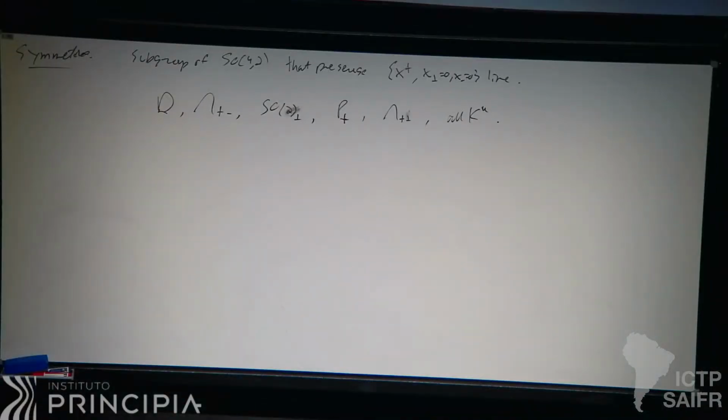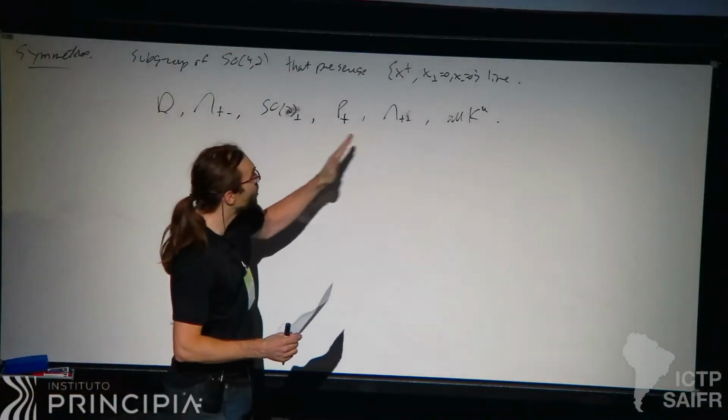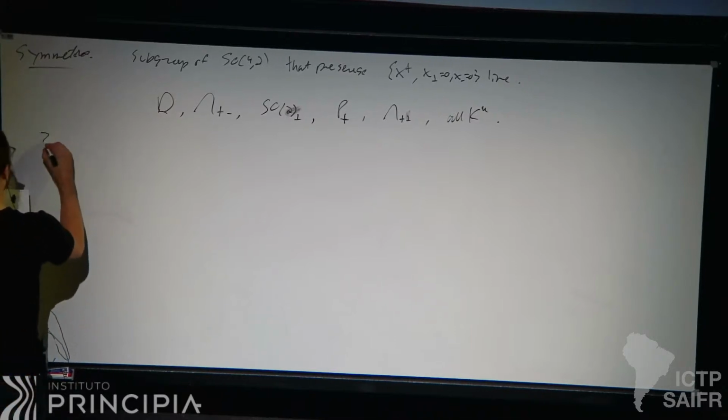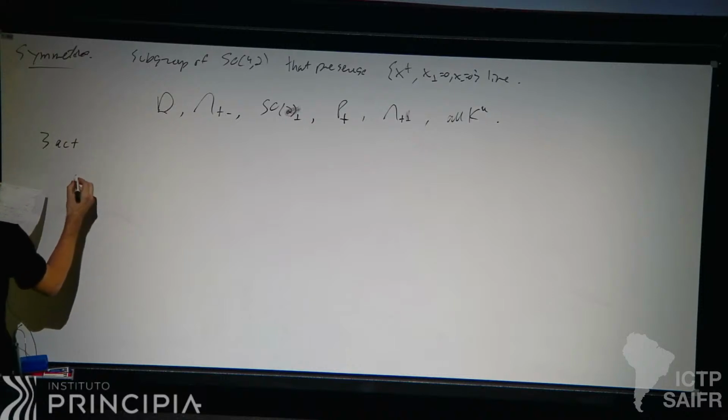It's quite a lot. Most of these will not really be interesting. Only 3 of these things act non-trivially on the points on the line, so they actually move you around on the line. And they form an SL2R subalgebra.